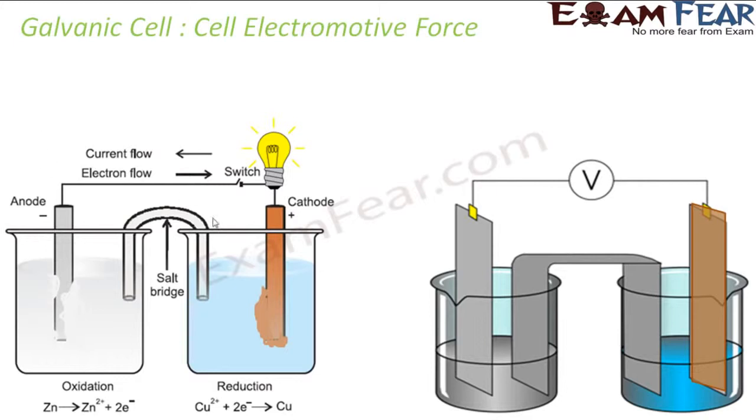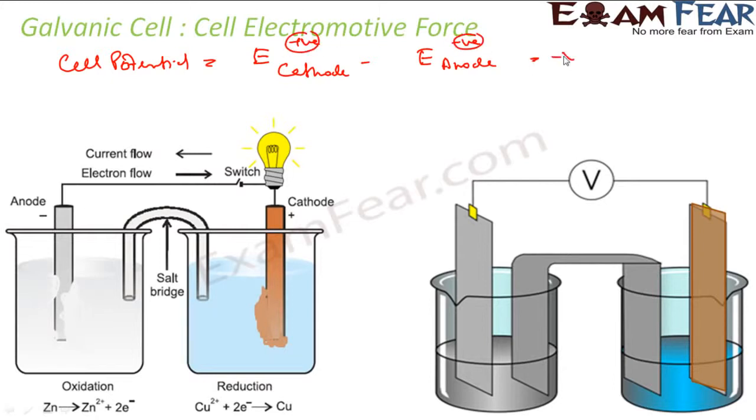As I told, the potential difference between two electrodes in a galvanic cell is called cell potential, right? And that is nothing but the electrode potential of my cathode minus the electrode potential of the anode. This has a positive value, this has a negative value, so overall it comes out to be a positive value. Correct? And it is measured in volts. And I told you why it is measured in volt, because it is in honor of Alessandro Volta.